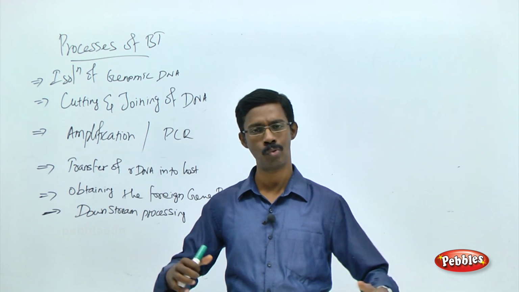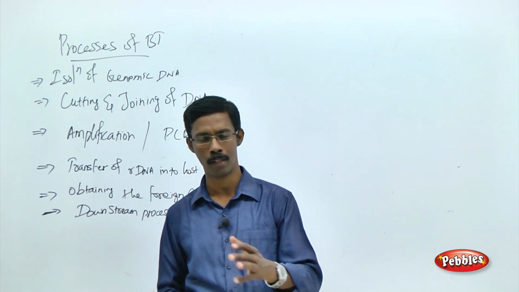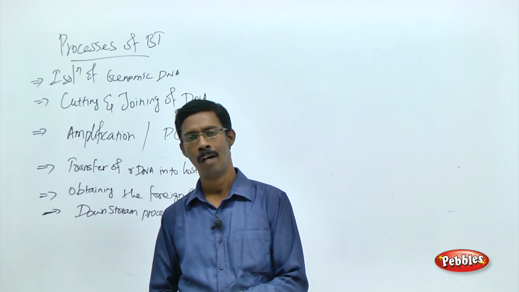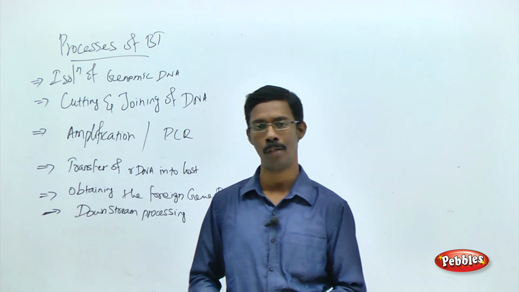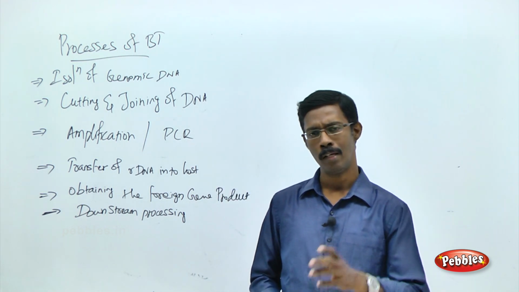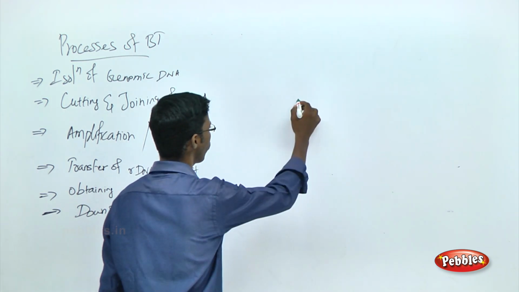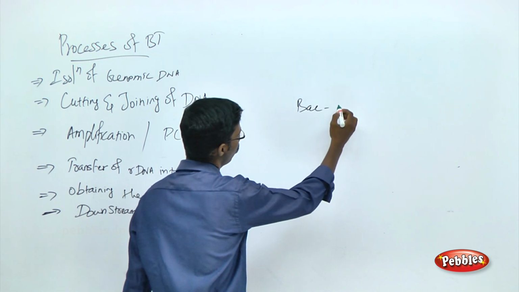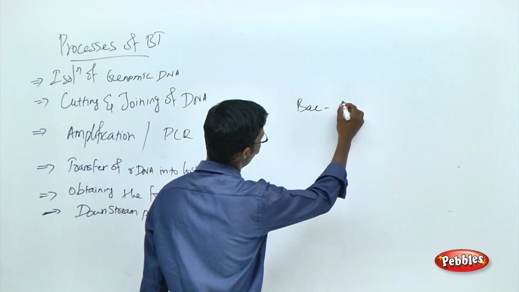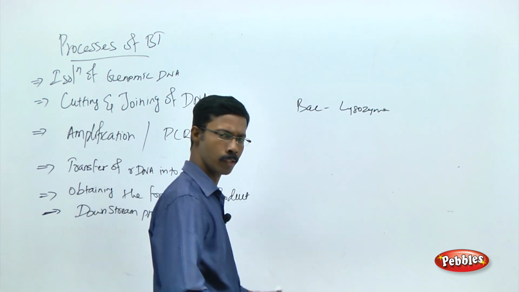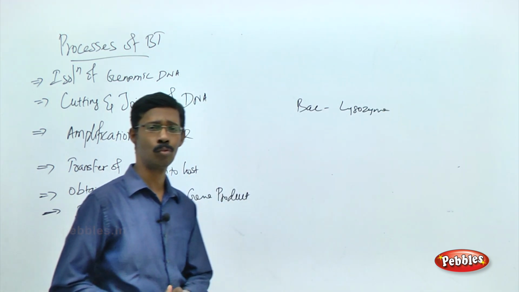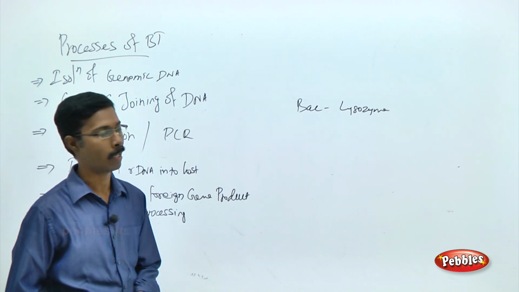Based on the source, the steps may vary. For example, if you are going for bacteria, you have to lyse the cells by rupturing the bacterial cell wall that is made up of peptidoglycan. So you have to go for the enzyme lysozyme. Lysozyme is an enzyme which can digest the glycosidic bonds in the cell walls of the bacteria.